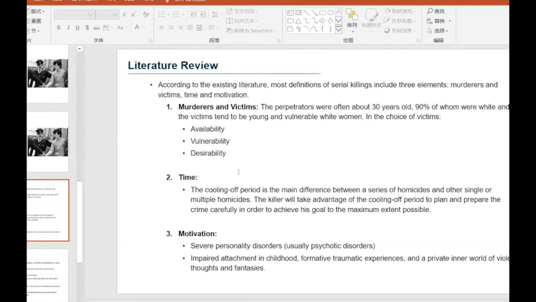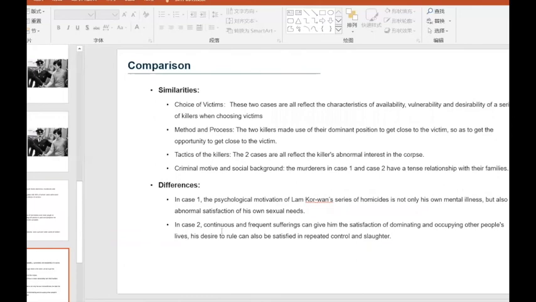For the two cases we selected in this report, compared with the existing literature research, there are many similarities and also their own uniqueness. So we will start with the comparison. The similarities, well, about the perspective of the choice of victims. These two cases reflect the characteristics of availability, vulnerability, and desirability.